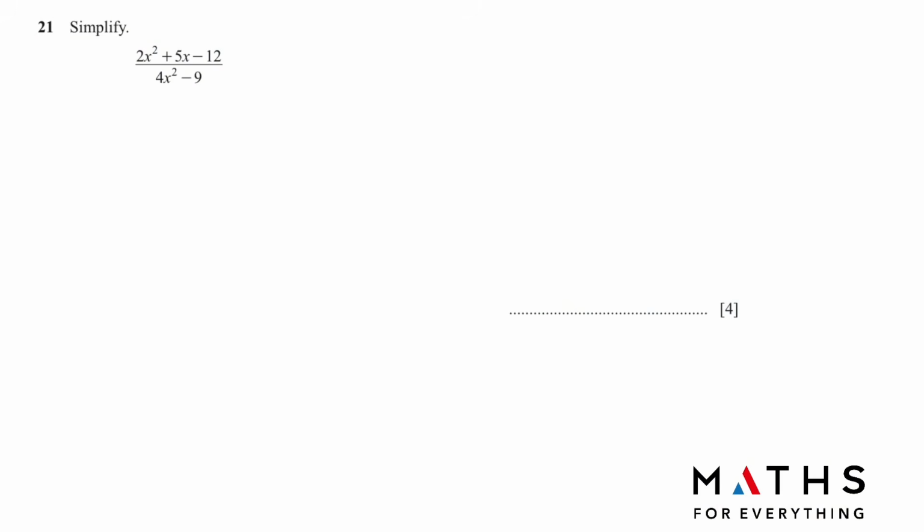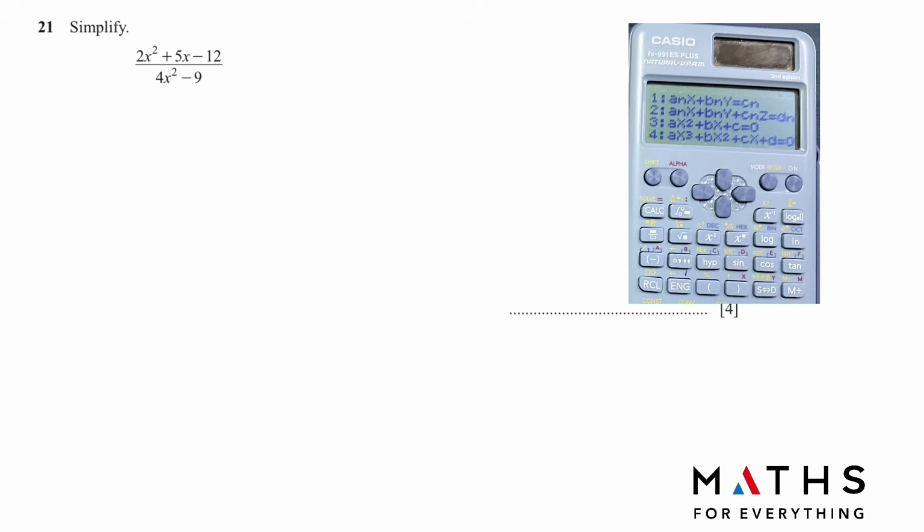Question number 21, simplify. We have a quadratic equation on the top and in the denominator. The whole thing, it's a 4-mark question. We can solve it by using calculator. I don't know which calculator you're using, but I will try to explain with the calculator that I have.